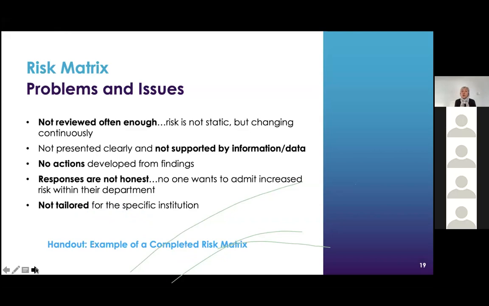And as I said, you're going to get a copy of a completed risk matrix that I did and that I worked with an institution. It's very detailed. You don't have to have it as extensive as the one that you see, but some sort of matrix will help you think about the overall risk, especially operational risk of your institution.